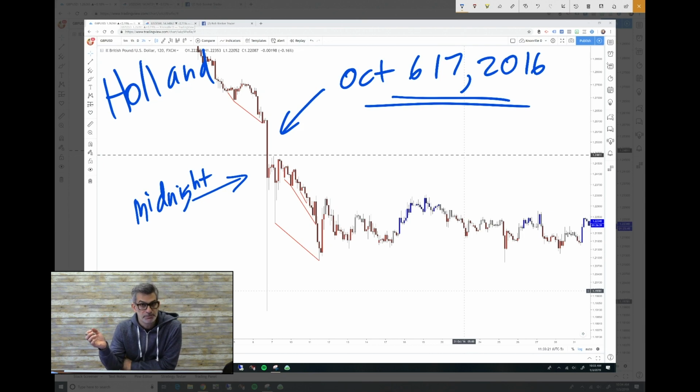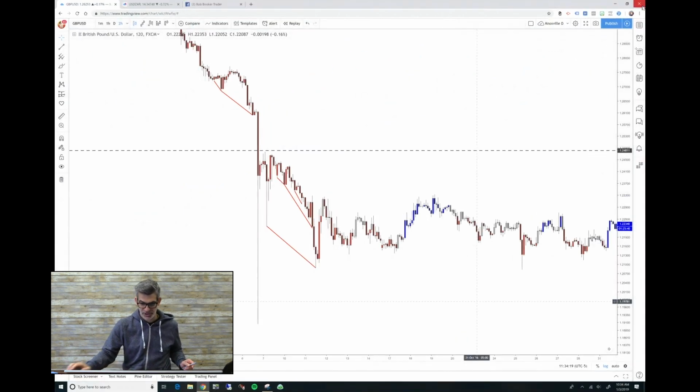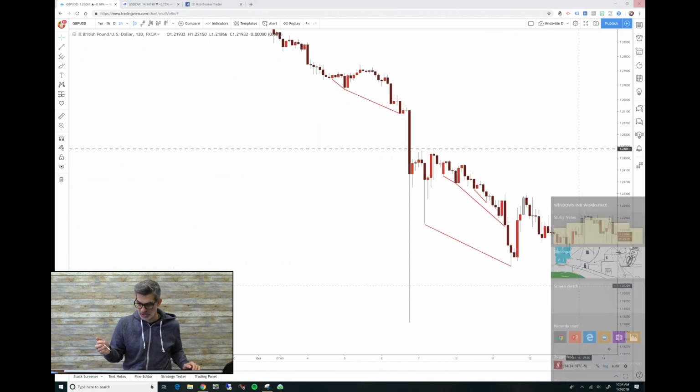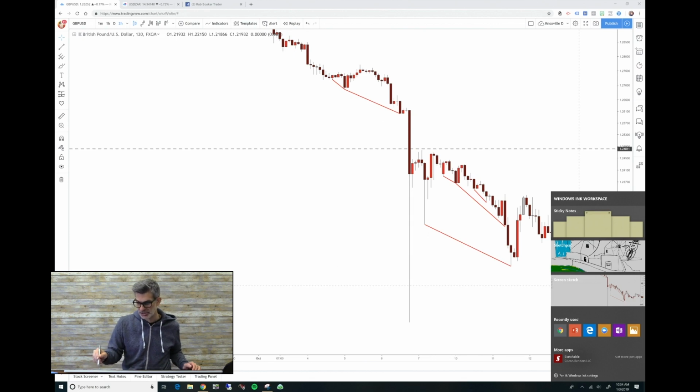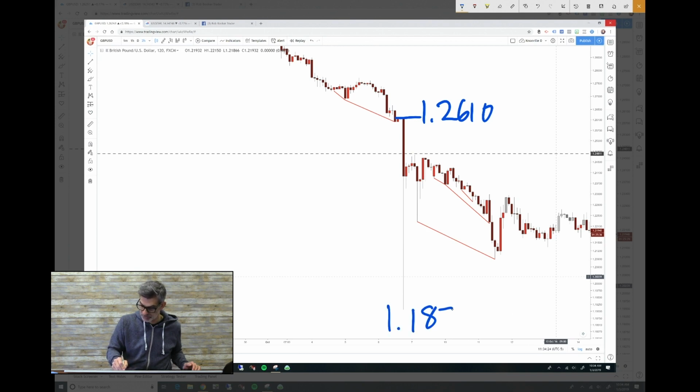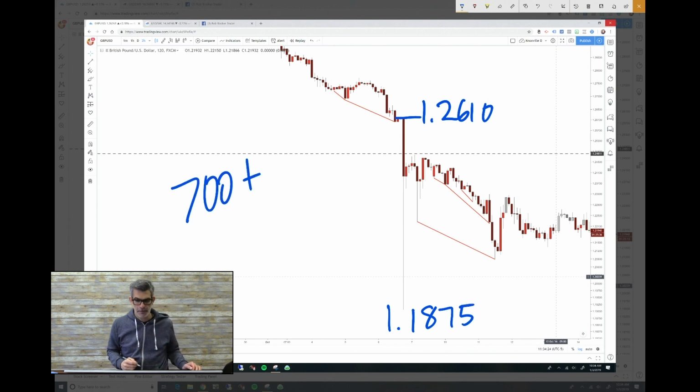So Asian session. Not a lot of people paying attention to this. And all of a sudden, there is this giant candle that erupts into flames. And check this thing out. I mean, it's just enormous. Look at this move. In the span of 2 hours, we go from 1.2610 to 1.1875. Now, I'm not great at math, but that's 700 plus pips. And it's really just in the matter of minutes.